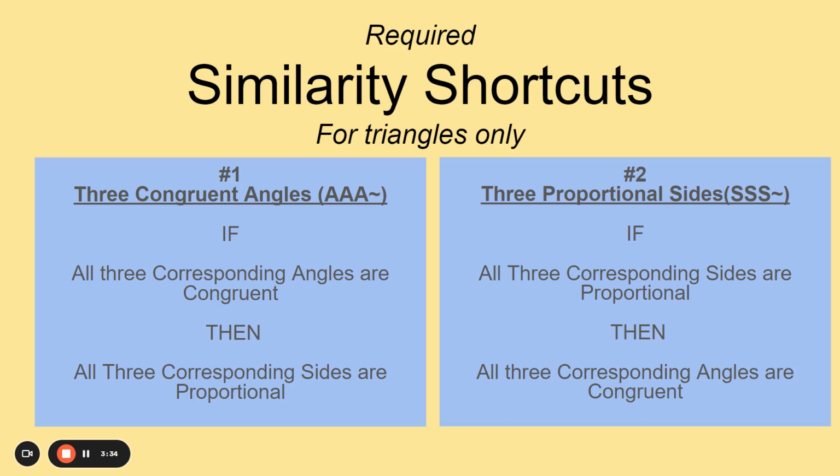Likewise, if you know all three sides are proportional, then all three corresponding angles are going to be congruent. So once again, this means that if you have three corresponding sides for a triangle that are proportional, then these triangles are similar. Once again, this only works for triangles. So if you want to use this, you have to cut your shape into triangles, not squares or rectangles or other things.